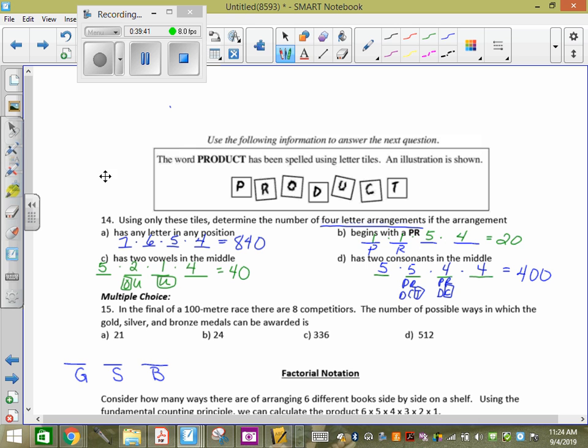Okay, so I have 8 options for this one to win gold, then 7, then 6, or in P form I could go 8 P 3, because I'm giving out 3 awards. Either way, which answer is that? C.